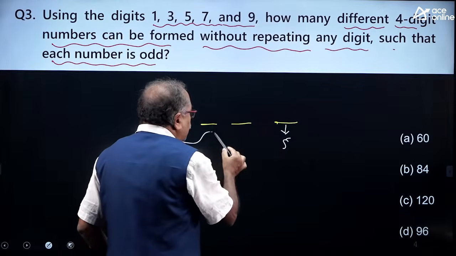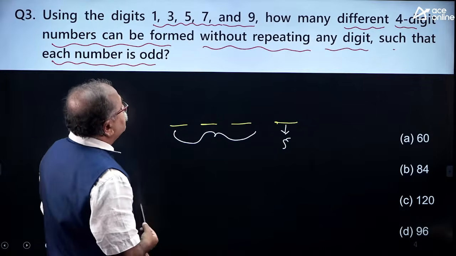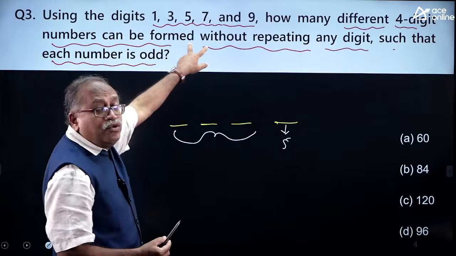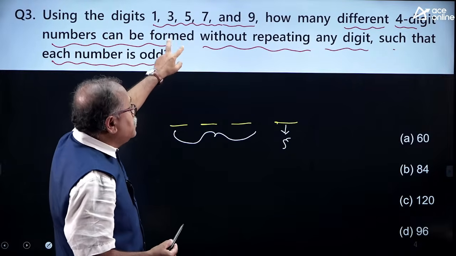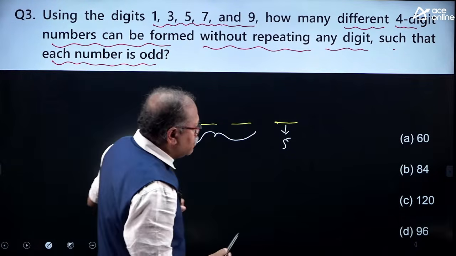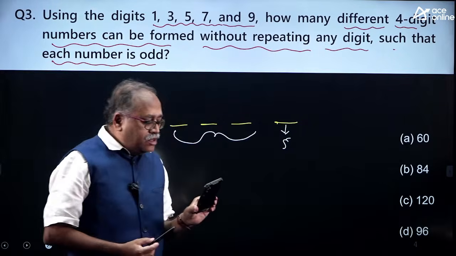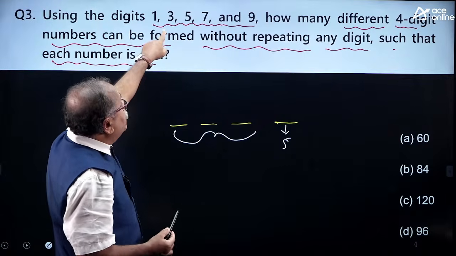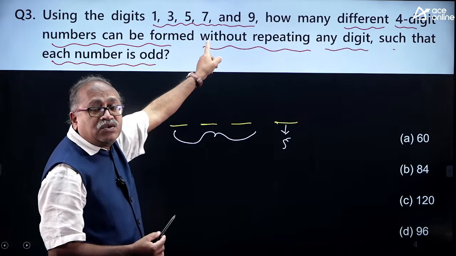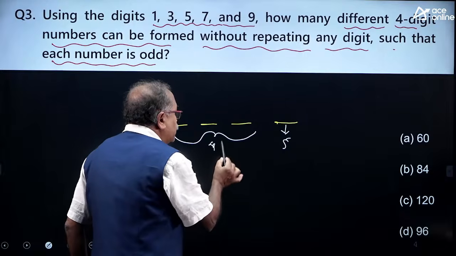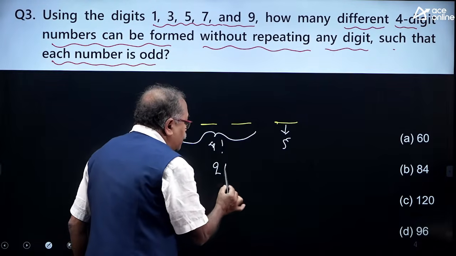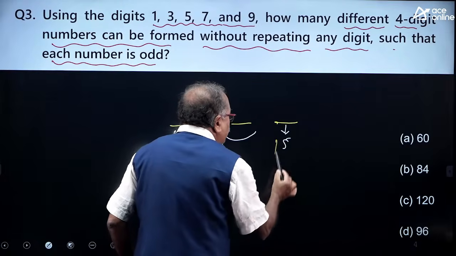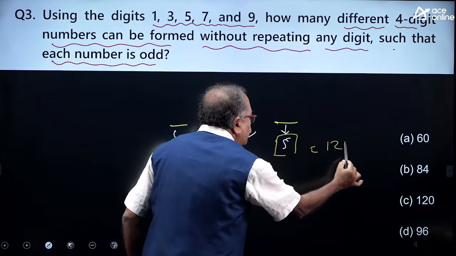Now here I need to select the 4-digit number, so I need to select out of the remaining 4. In how many ways can I arrange the remaining 4? Your answer? Answer is C. So 4 factorial, the remaining 4 digits, 4 factorial is nothing but 24. So your answer is 24 into 5, and this is nothing but 120.